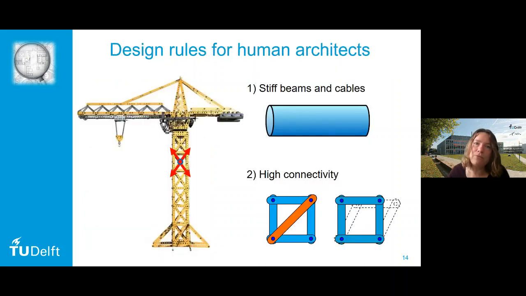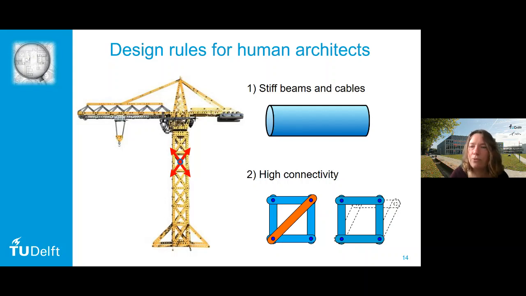Now, I mentioned before that one key design principle that nature uses is to use stiff beams and cables, a principle that we also find in human architecture. But if we look more closely, actually life is quite different. So a human architect would use very stiff beams and cables.